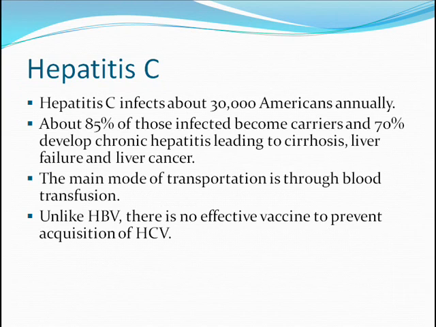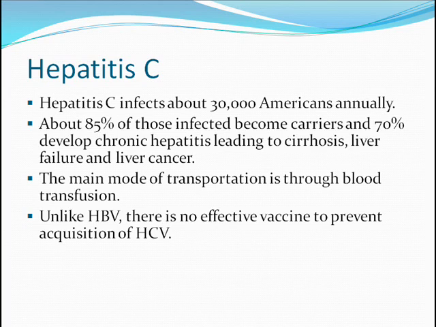Hepatitis C. Hepatitis C infects about 30,000 Americans annually. About 85% of those infected become carriers, and 70% develop chronic hepatitis, leading to cirrhosis, liver failure, and liver cancer. The main mode of transmission is through blood transfusion. Unlike hepatitis B, there's no effective vaccine to prevent the acquisition of hepatitis C.